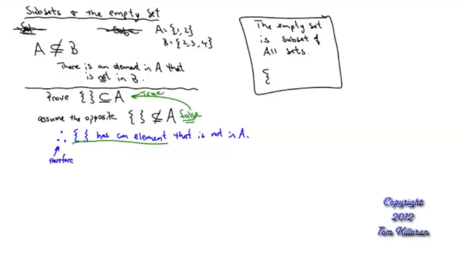You can always write this, or you can write this. Subset. And you get that. Both of those are true. The empty set is always going to be a subset of any set, including itself.